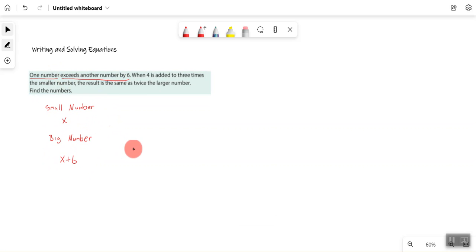Now what we want to do is create an algebra expression, and then solve it. It says that when 4 is added to 3 times the smaller number. There are two numbers, so you're going to have two, if you like, equations. The first one is going to be represented by: when 4 is added to 3 times the smaller number, so 3 times the smaller number.